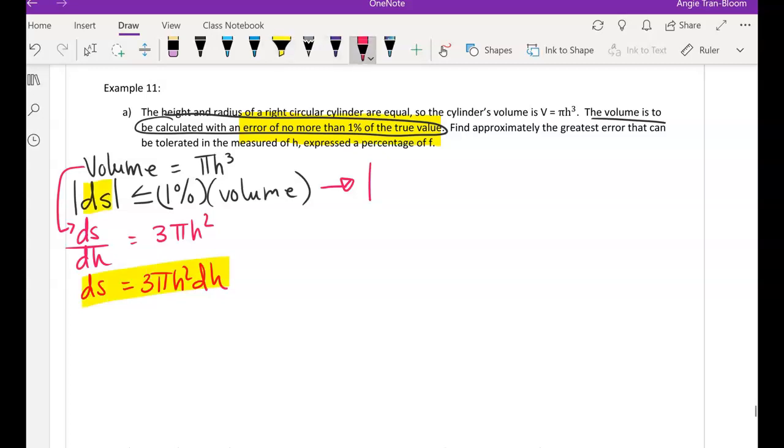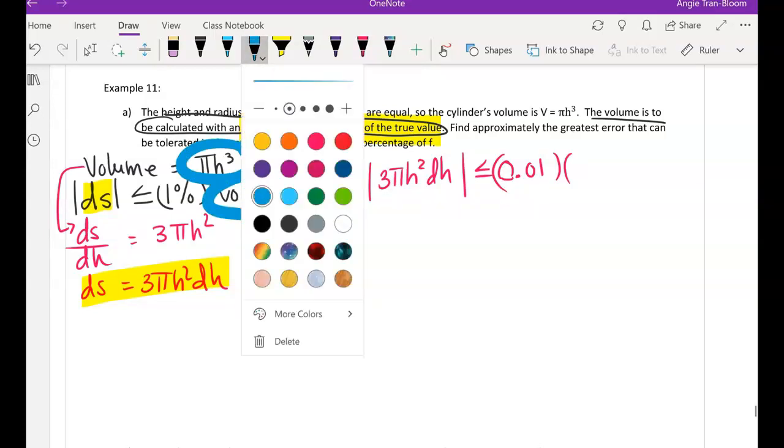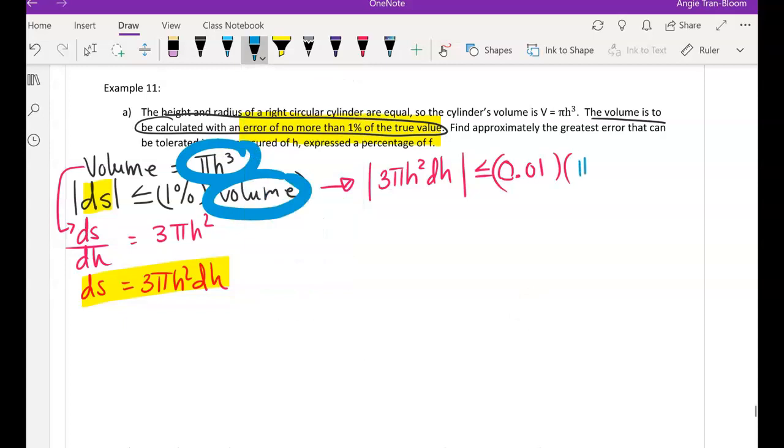And remember, I'm using an absolute value, meaning that the change can go either way, in the positive direction or the negative direction. So 3 pi h squared dh is less than or equal to 1%. Let's convert that to decimal. So 0.01 times the volume. We have the volume. Volume is pi h cubed. Okay, so that's the volume.